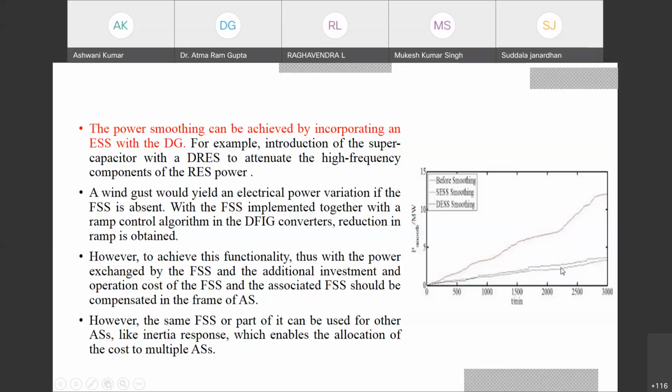So with a faster reserve, the power smoothening causes better operation compared to the sudden change of the power in a system, though it is met with time. Okay, but this curve, this smoothening with the storage devices, is better.